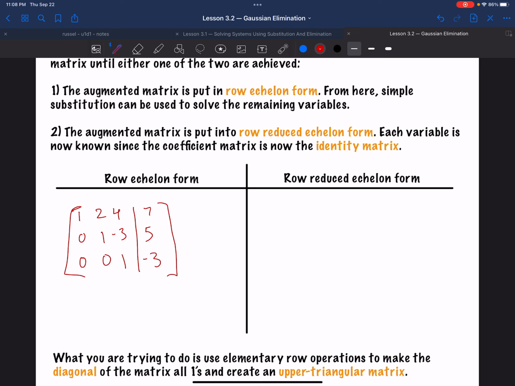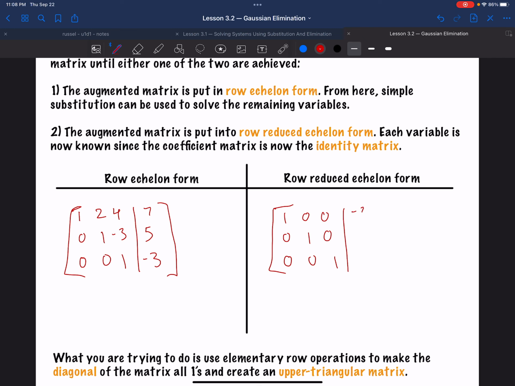All right? So that right there, what I've done is row echelon form. This is a visual example. Number 2 is an augmented matrix can be put into row reduced echelon form. Each variable is now known since the coefficient matrix is now the identity matrix. And so I'm throwing a ton of vocabulary here at you. Row reduced echelon form looks super similar, but it's a diagonal of 1s with 0s in every other place.